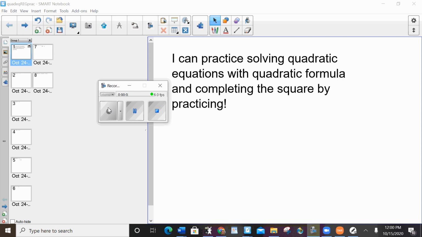All right, today I can practice solving quadratic equations with the quadratic formula and completing the square by practicing. So nothing new for today's lesson. We're going to practice. We're going to have a quiz at the end, just like a 1 or 2 question quiz, and that's it. There's not much for us to go over. I'm just going to go over 2 questions just to refresh, but there's nothing new here. You'll have the whole period to practice.